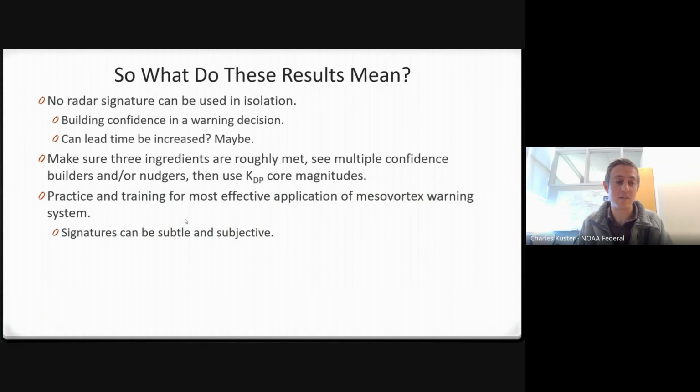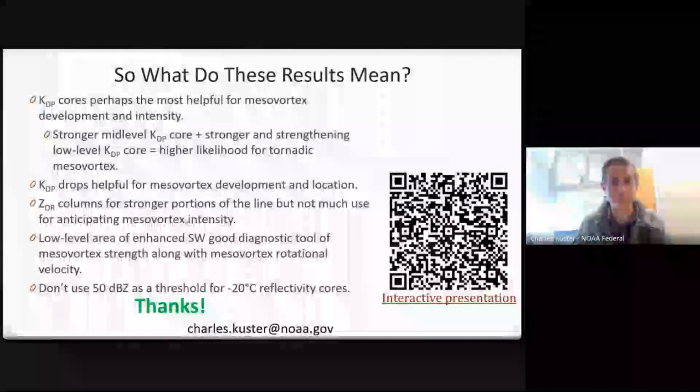And it takes practice. I know Jason talks about certain signatures in the mesovortex warning system that I don't even see. Like, I'm like, okay, where is it? And he can point it out. And obviously through lots of practice and whatnot, he's really, really good at seeing that. Now I've gotten a lot better at identifying some of these dual-pol signatures than I was when I first started the research. So it just takes some practice and training, I think, to get all of this really well incorporated in your own personal conceptual model.